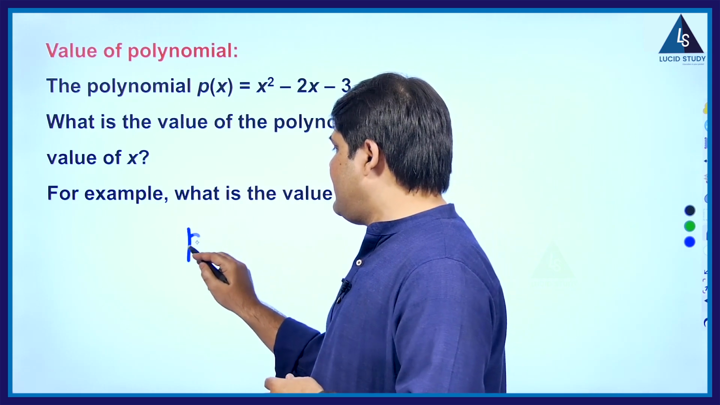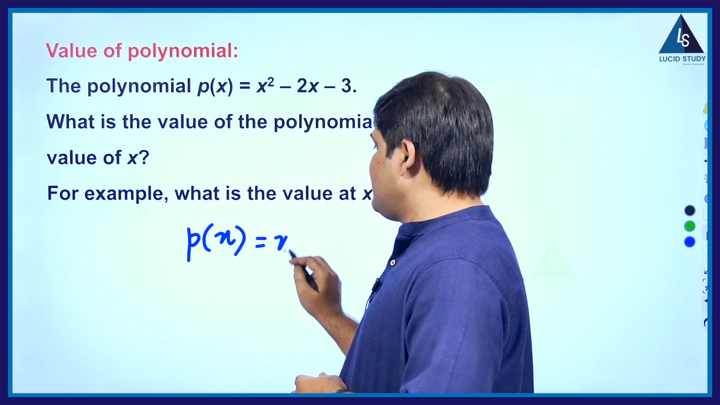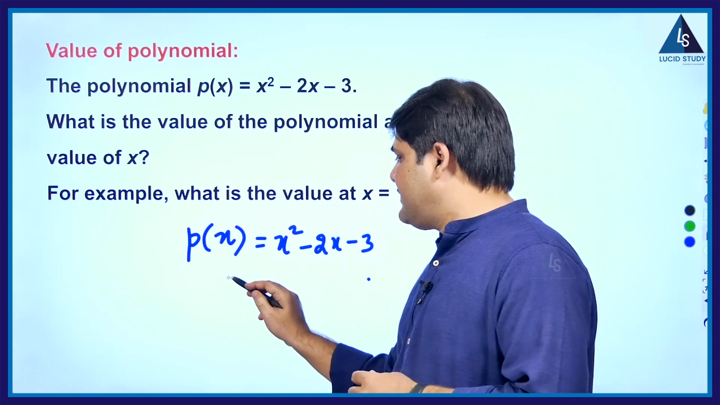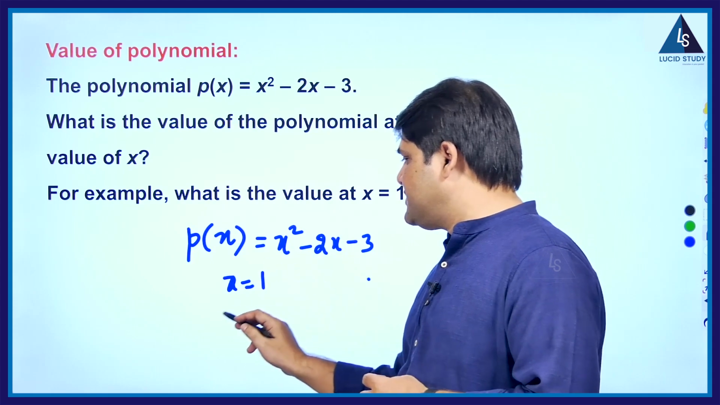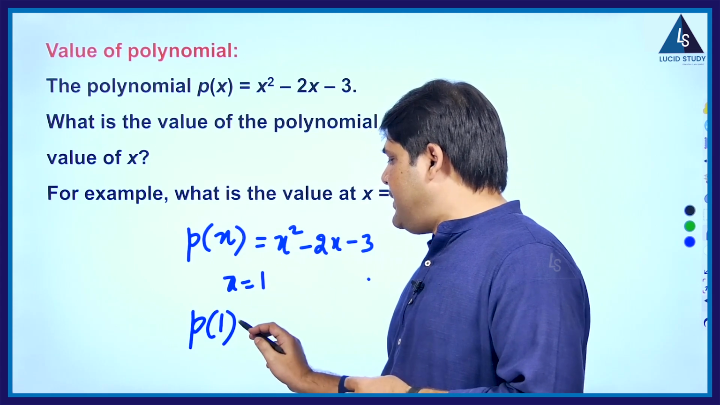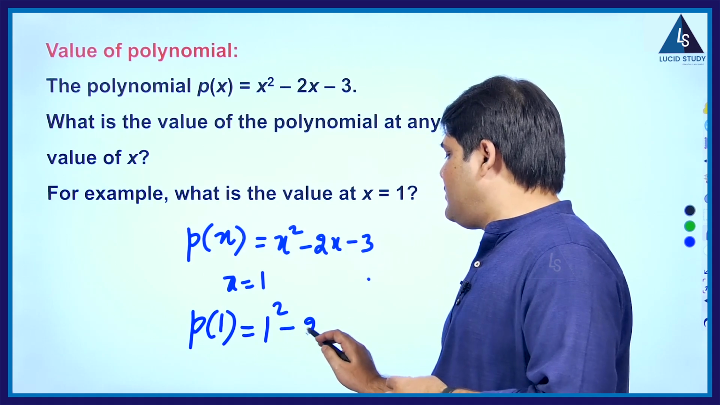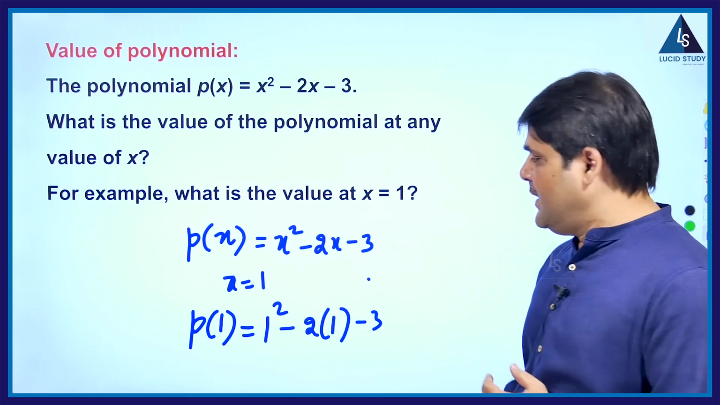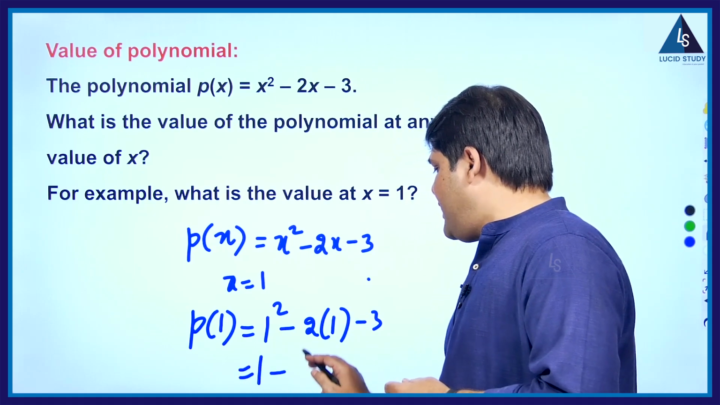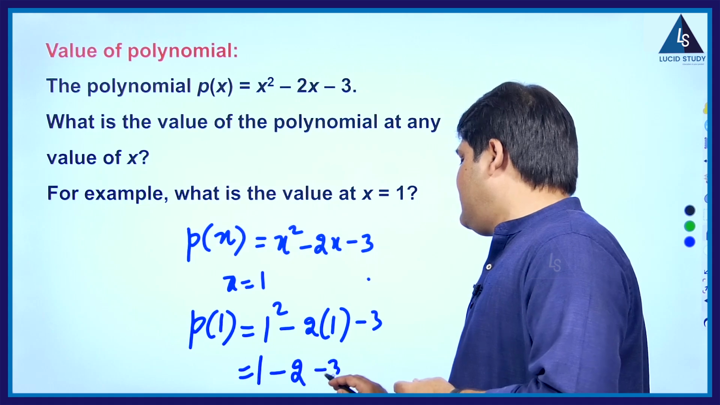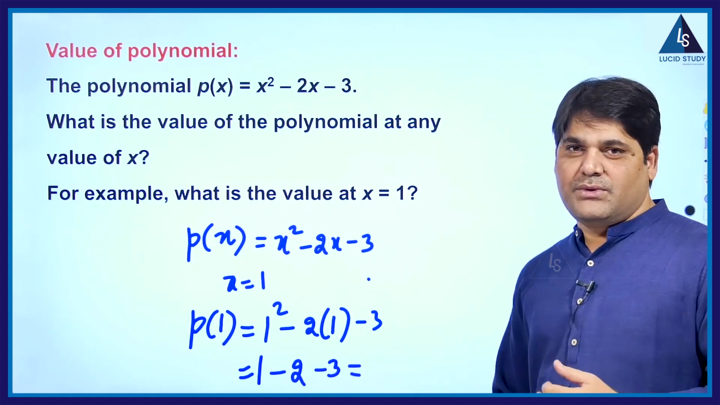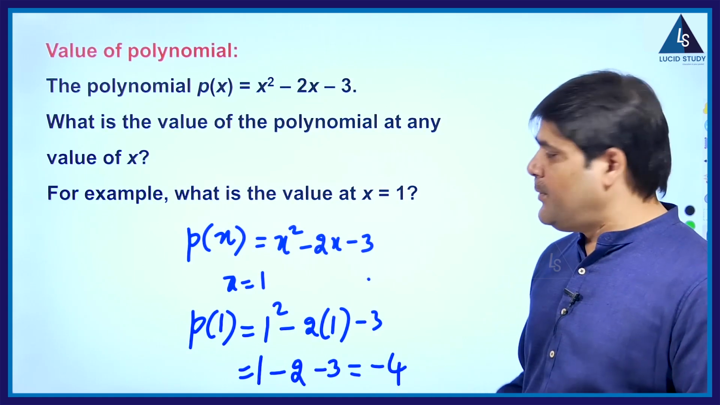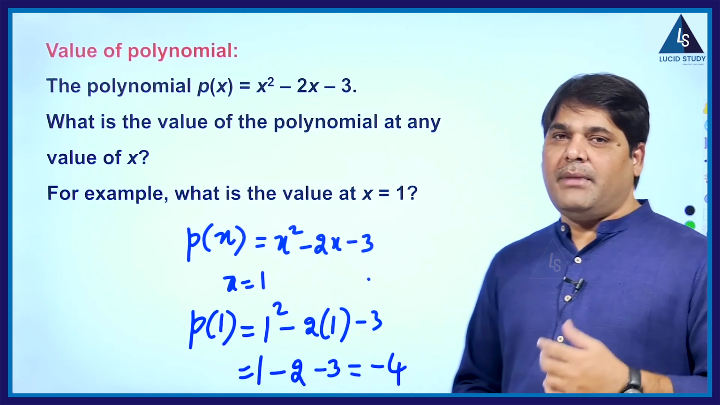So what is the polynomial given here? p of x is equal to x square minus 2x minus 3. Now I am going to replace x with 1 in this polynomial. Substitute, children. So we will have p of 1 is equal to 1 square minus 2 into 1 minus 3, because wherever x exists we are keeping 1. So 1 square is 1, minus 2 into 1 is 2, minus 3. If you simplify this, 1 minus 2 is minus 1, minus 1 minus 3 is minus 4. So what is the value of this polynomial at x is equal to 1? That is minus 4. Okay.